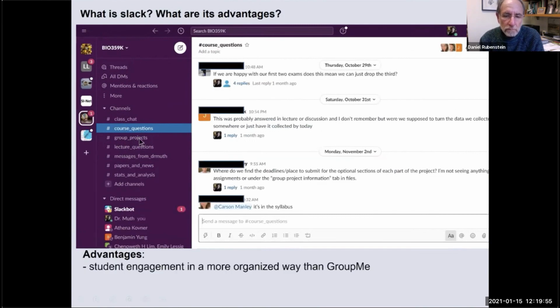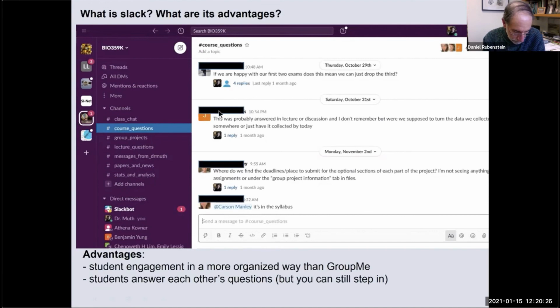What I really like about Slack is that it gets students to engage with each other in an organized way. Students are probably always going to make some kind of messaging setup for a class. Most commonly, they seem to use GroupMe right now, whereas this is a way that it can be organized, and I can step in and to some degree control the information to try and get them more accurate information.